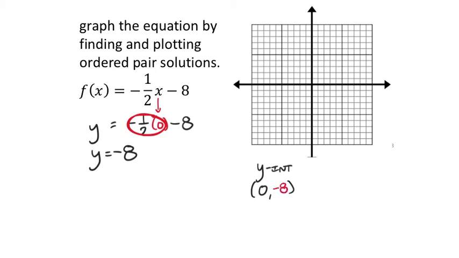That's important with this format, which we'll cover more in a later lesson. But 0, negative 8, I'll go and put that on the graph right now. It's about right there, okay? Now, I just need any other ordered pair. Any other ordered pair will do.